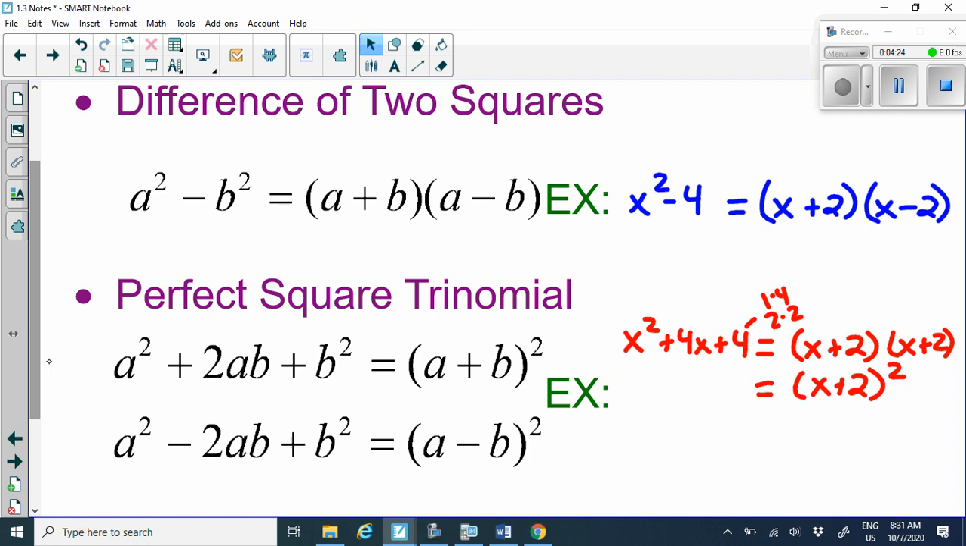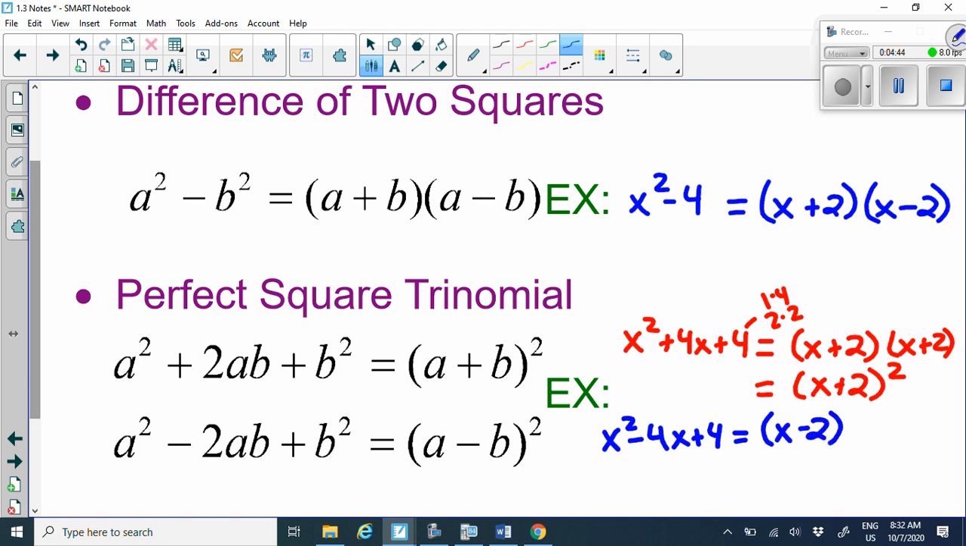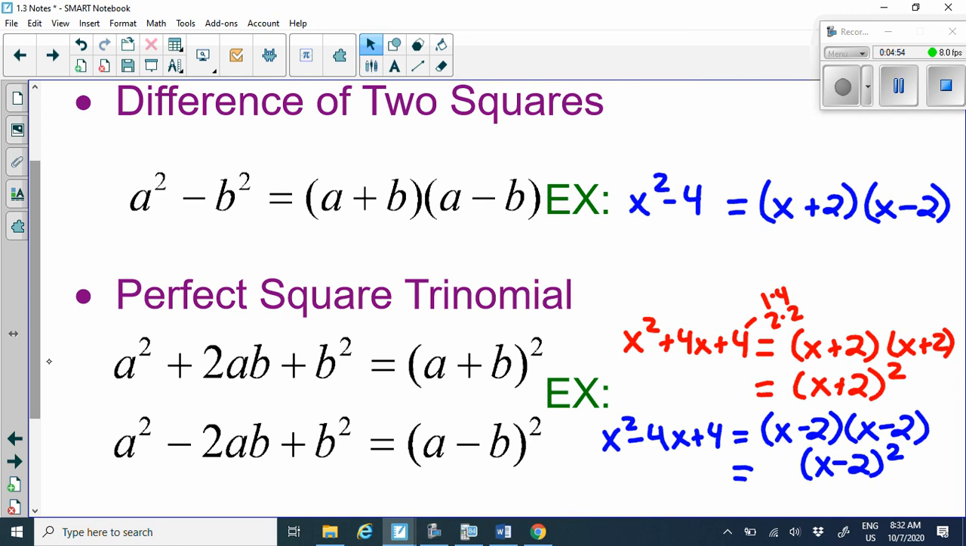Now we can have the same thing where we have the minus, so a squared minus 2ab plus b squared, and how we'll factor that is a minus b squared. So I'm going to use the same example, but in this case, I'm going to have a minus 4x. So in order to add up to a negative 4, we will have to have x minus 2. And of course, since these are the same factors, we can rewrite this as x minus 2 squared. Okay? So now we're going to go ahead and do examples of these.